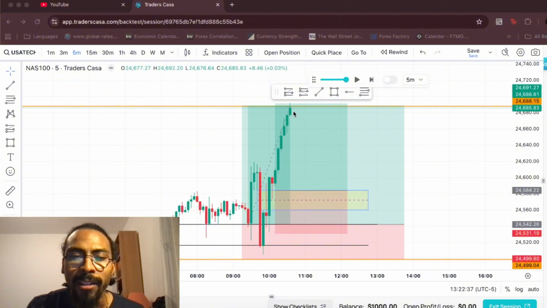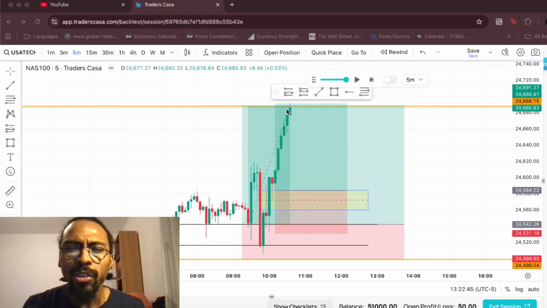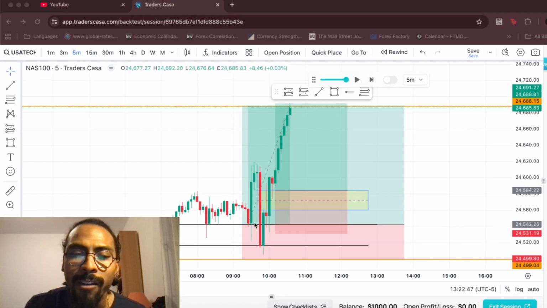We hit TP right there. So if you didn't take this first position and you wanted to wait for more confirmation, taking the second one would have worked out as well. You could even do this. You could even cut your risk in half, risk half of your position on that first entry, and then scale in on that second one.